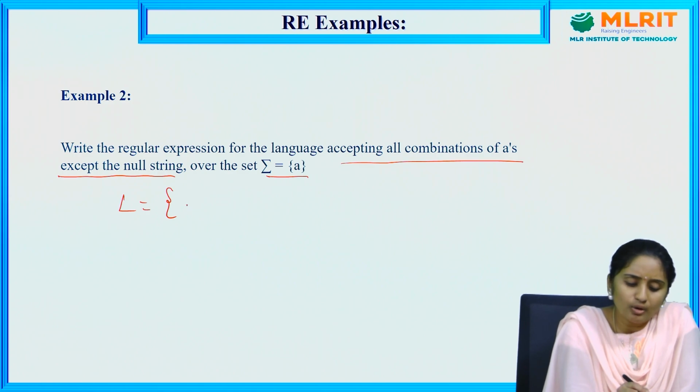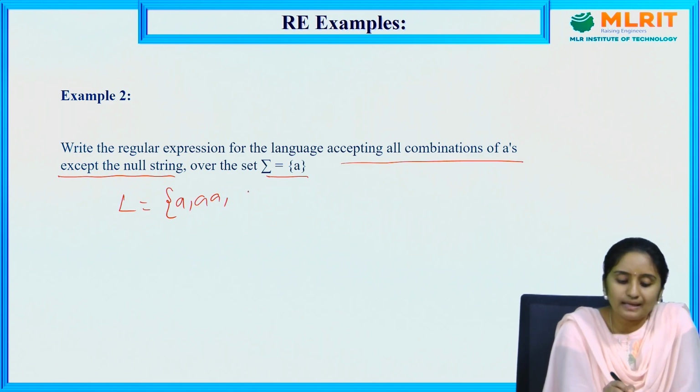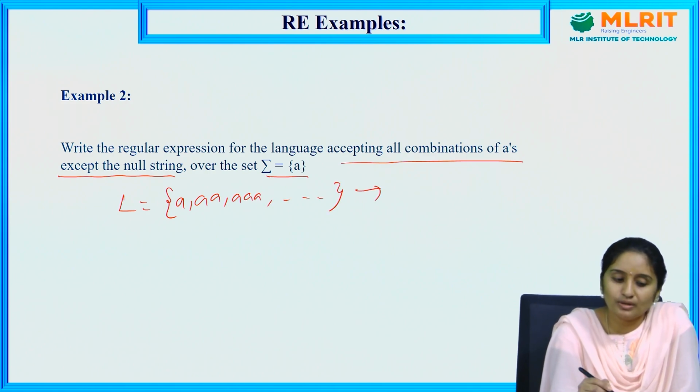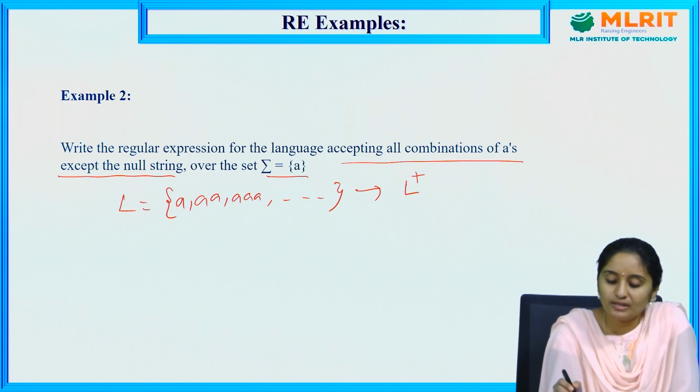So all combinations of A's. Single A, it is accepted. 2 A's, it is accepted. 3 A's, it is accepted. So on. So what is the regular expression for it? L plus. The regular expression is L plus.